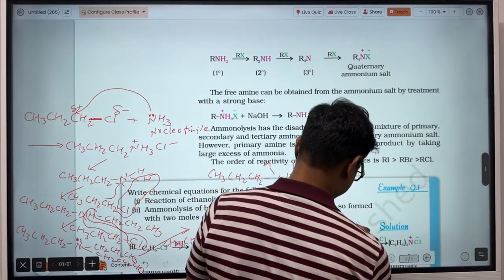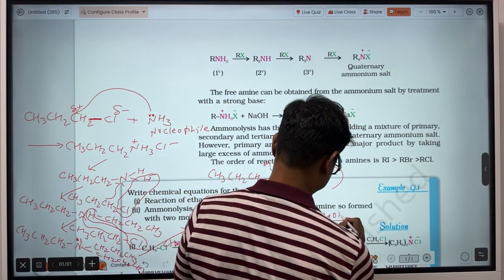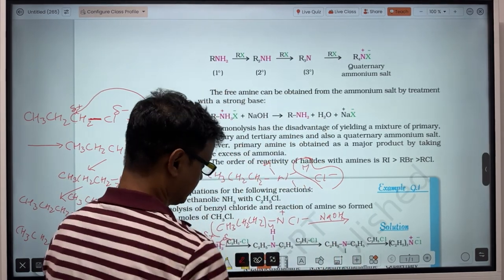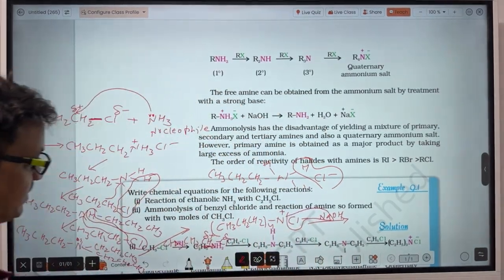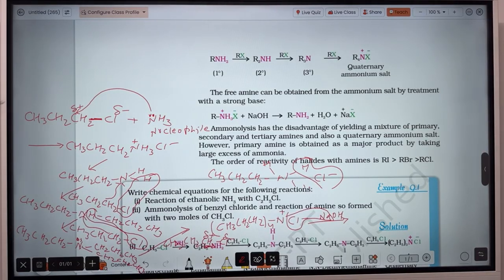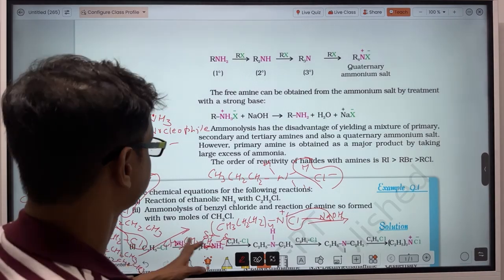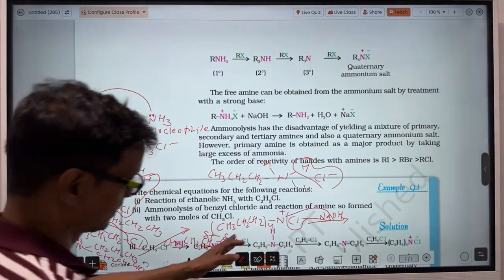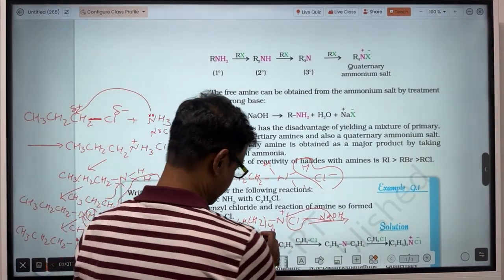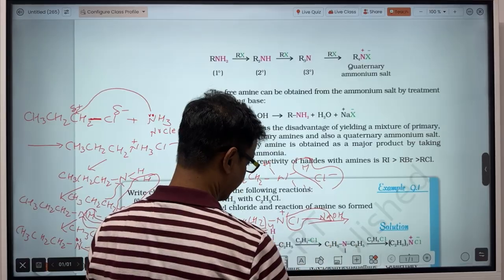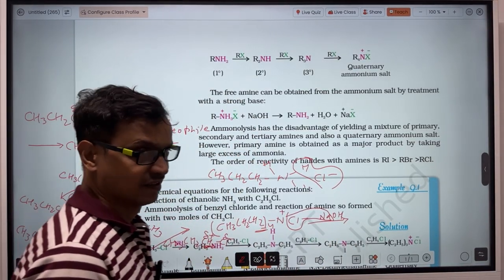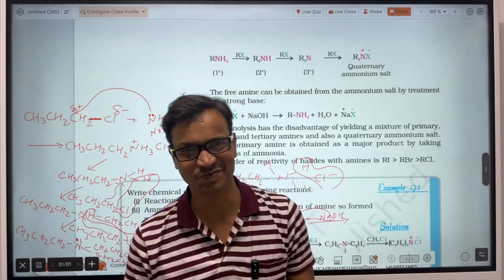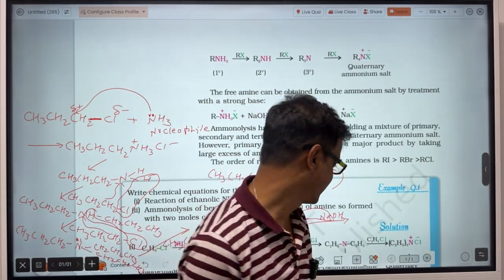When that is treated with NaOH, what happens? This chlorine will combine with this here. When that is treated with NaOH, then this chlorine will bind there. Okay, and then one hydrogen from here will get combined to oxygen. So that is here. Okay, hope this is clear. Now let's see another one.